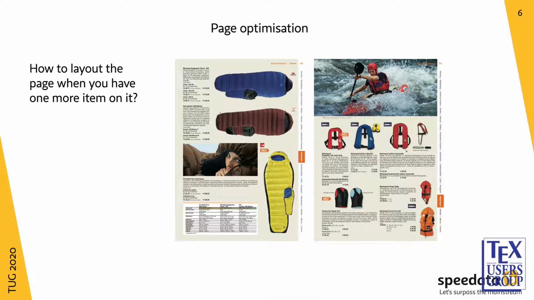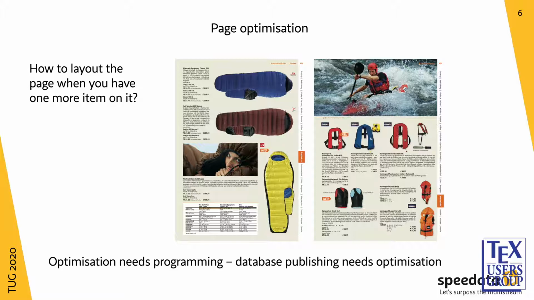Take this outdoor equipment catalog for example. On the left side, what happens if you add one or more sleeping bags to the catalog? Would you put the item on a new page which would then otherwise be empty? Probably not. You would rearrange the page and scale the images or remove the image with the person in the sleeping bag to avoid an additional page. Optimization needs programming, database publishing needs optimization.